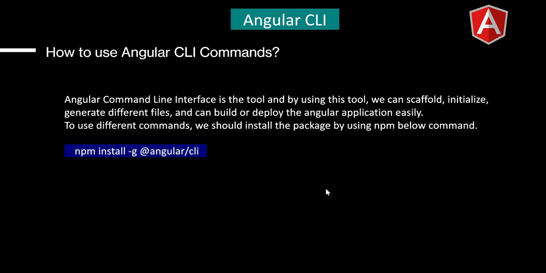So how do we use Angular CLI commands? The Angular command line interface is a tool by which we can scaffold, initialize and generate different files. To use the Angular CLI, in the command window we should type npm install -g for global, and @angular/cli.